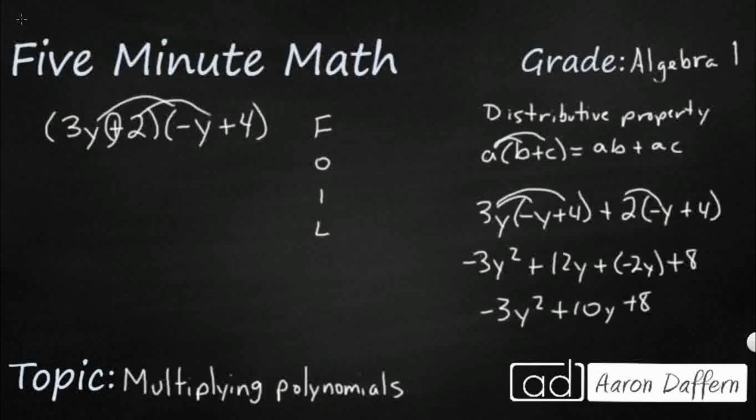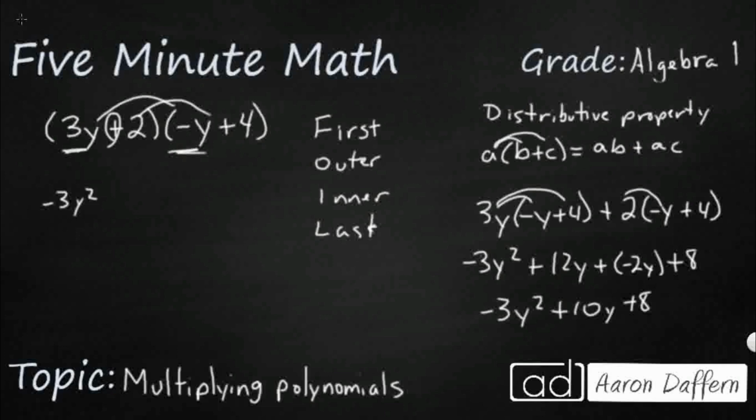This is a bit wordy though. So we remember FOIL: first, outer, inner, last. So FOIL is just a shortcut of the distributive property. So we're going to take our first terms. So 3y times negative y. So that's negative 3y squared.